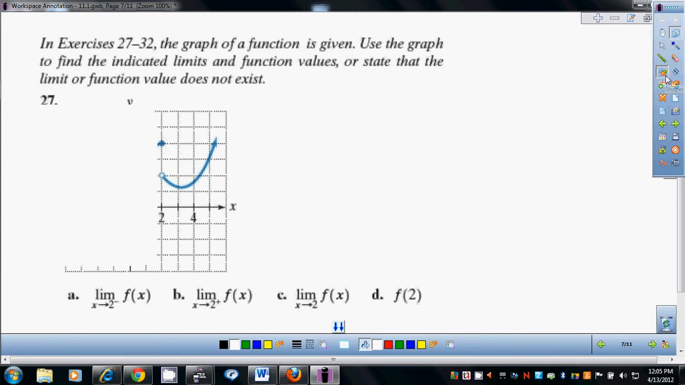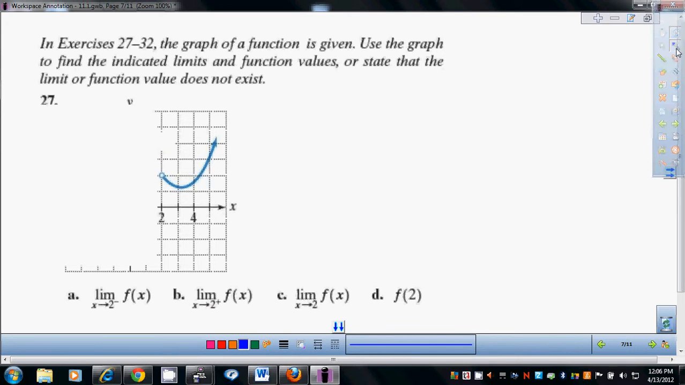Just for good measure, I'm going to cover up that 2, because we're not interested in what happens right at 2, just to the right of it. So, from the right of 2, who can tell me what this function's approaching? What y value? 2. As x approaches 2 from the right, the y value approaches 2.